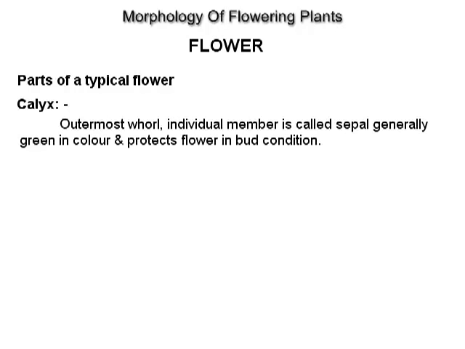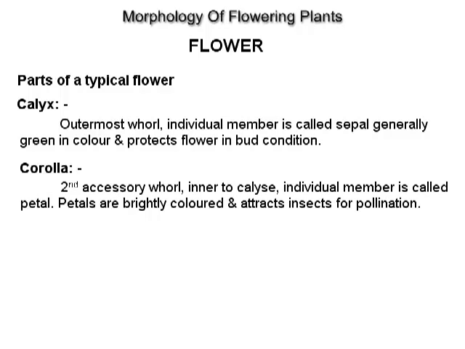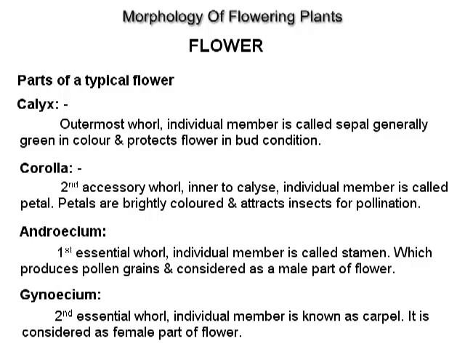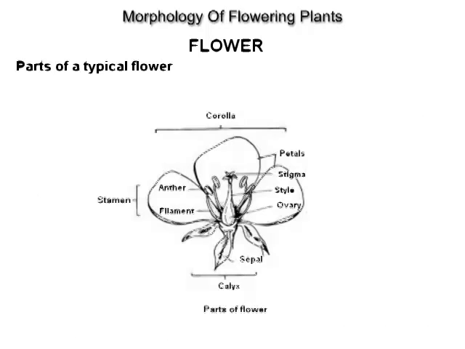Calyx. The outermost whorl, individual member is called sepal, generally green in color, and protects the flower in bud condition. Corolla. Second accessory whorl inner to calyx, individual member is called petal. Petals are brightly colored and attract insects for pollination. Androecium. First essential whorl, individual member is called a stamen, which produces pollen grains and is considered as the male part of the flower. Gynoecium. Second essential whorl, individual member is known as a carpel. It is considered as the female part of the flower.